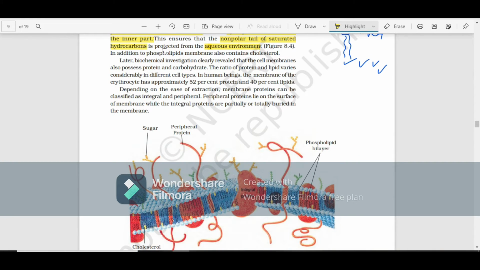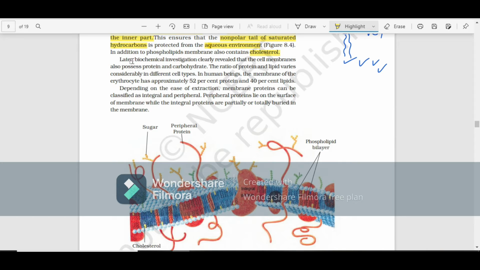In addition to the phospholipids, they also contain cholesterol. Later, biochemical investigations clearly revealed that the cell membrane also possesses proteins and carbohydrates. The ratio between the proteins and carbohydrates can vary from cell type to cell type. In human beings, the membrane of the erythrocyte, RBCs, is approximately 52% proteins and 40% lipids. This is 52% proteins, more proteins than lipids.